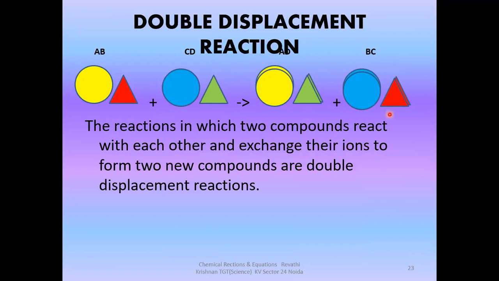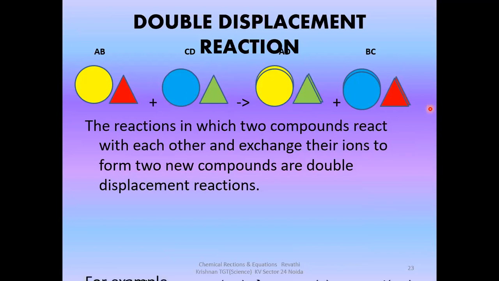Do we need to use the reactivity series again for double displacement reactions? The answer is no. The reactivity series is only used for single displacement reactions. In double displacement reactions, we cannot say whether A displaces C or C displaces A. It is simply a mutual exchange of ions.